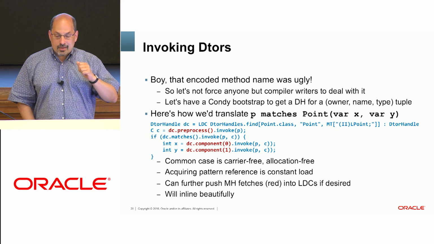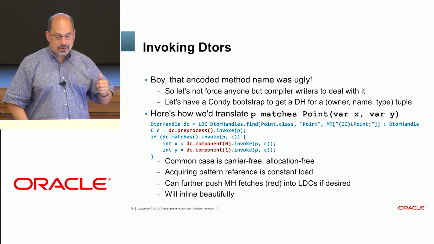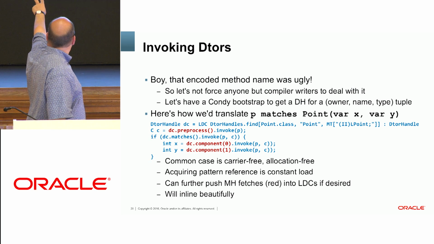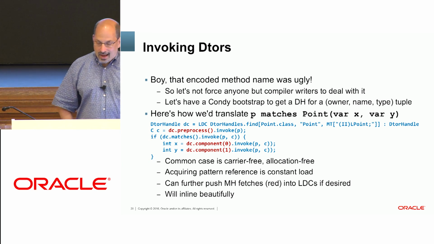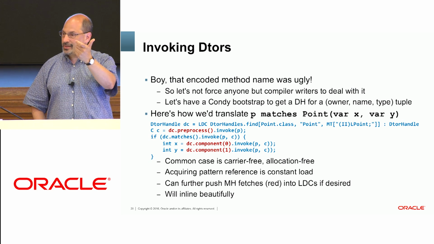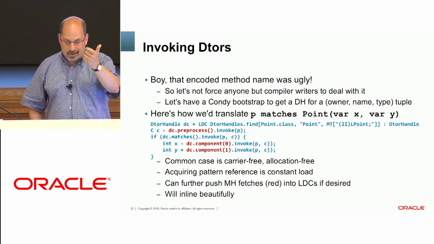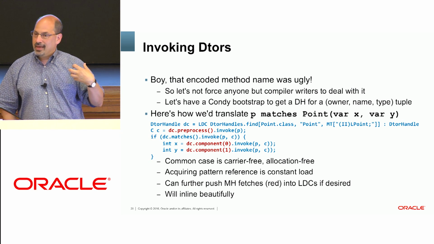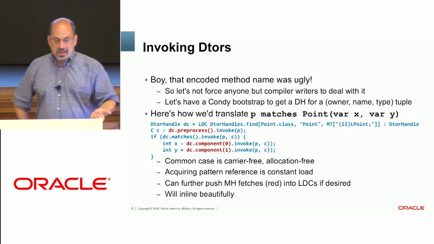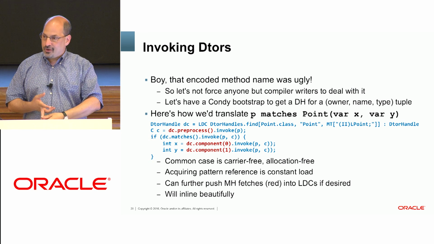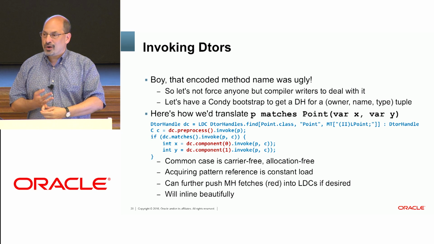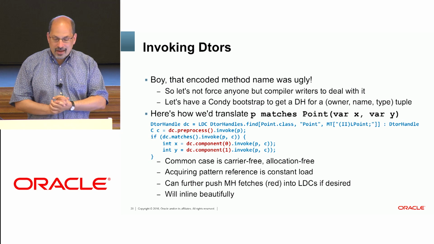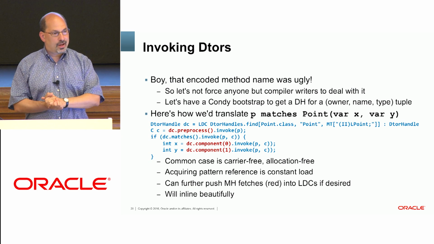And then the matching gets translated pretty straightforwardly. You do a load constant of, find me the appropriate deconstructor. I call the preprocess handle. I then pass the result of that to the matches. If that succeeds, great. I call the component 0, I call the component 1, I get the bindings out, and I use them. And in the common happy case, it's carrier free, it's allocation free. I've done all the hard work through constant loads, so I'm not going to do those redundantly every time I match. And in fact, I can push more of this work into the constant pool.